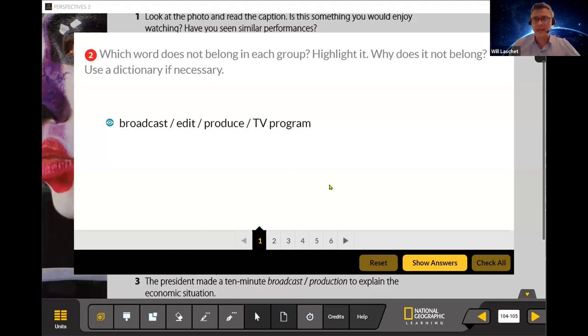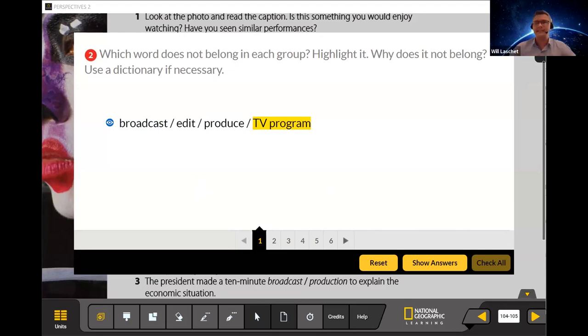We're given four different words all related to entertainment, and we have to pick the one which is different. Jens has put in TV program. So if we wanted to choose which one of the four words is different, Jens has chosen TV program. Why do you think TV program is the one that is different? Why does it not belong in this group? Paula also says TV program. So if someone could type into the chat box, why is TV program different?